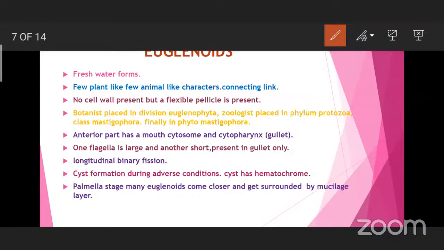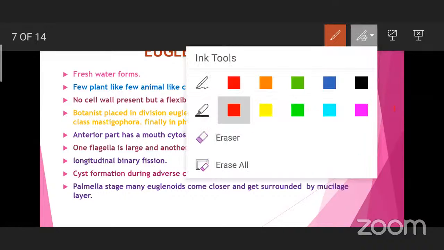Palmella stage. Palmella stage is also seen during unfavorable conditions. Many Euglena, all the Euglena, come close and get surrounded by a mucilage layer. It is called the Palmella stage.